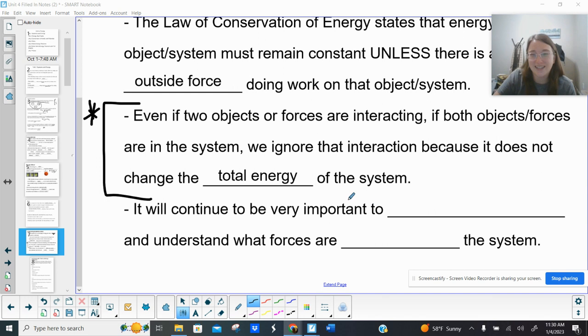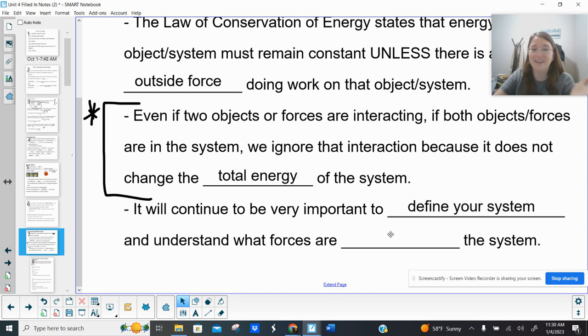Again, I know this whole idea of a system is probably confusing because we haven't done any calculations. And how you define your system does affect how you do your calculations. So it'll make more sense later, but it'll continue to be very important to define your system and understand what forces are outside. Again, the important thing for right now to know is that the total energy in a system is constant as long as it's a closed system. If you define your system to be open, the total energy will not be constant, because those outside things are going to be adding energy.